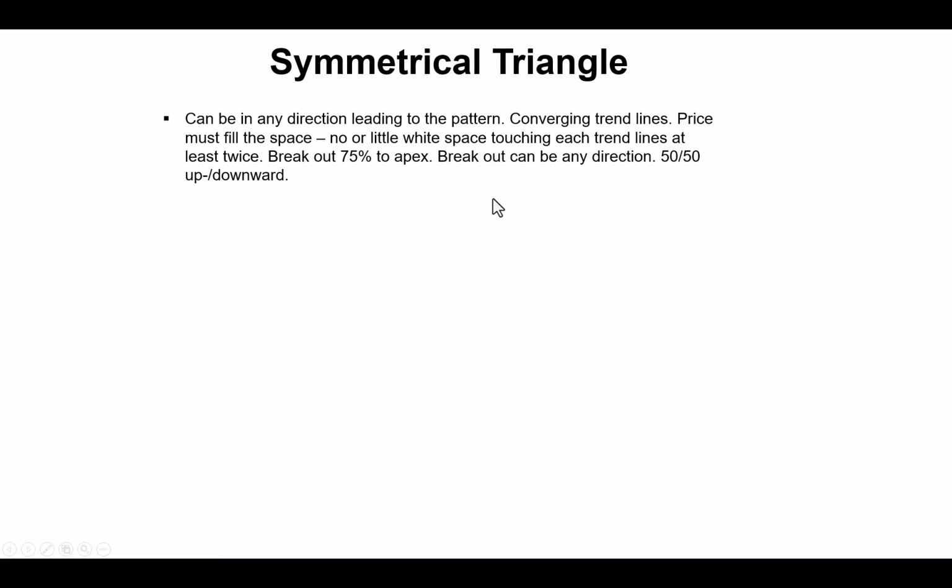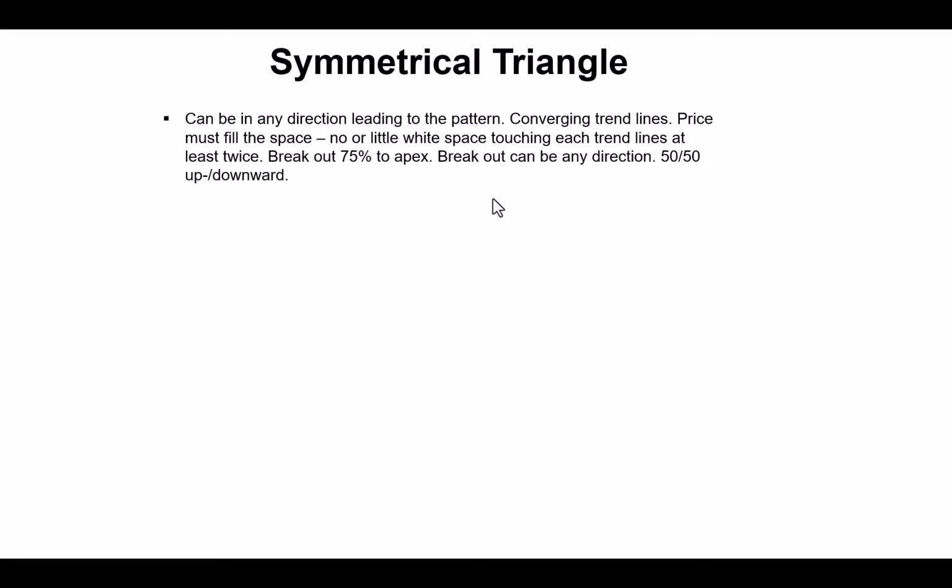Moving on to triangles, and we will start with symmetrical triangles. The price up until a symmetrical triangle can be any direction before it actually enters into this pattern. It consists of two converging trend lines. Price must fill the space between those trend lines as much as possible, and touch each trend line at least twice, so 4 times total. Breakout is about 75% of the distance to the apex, and we'll get into that a little bit later.